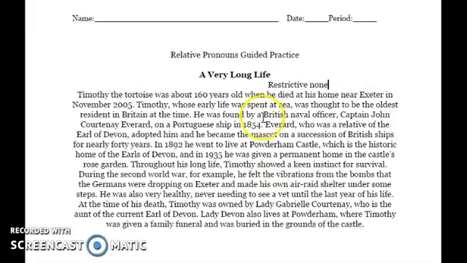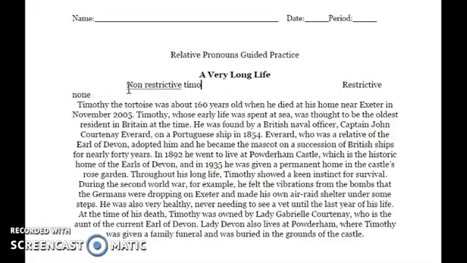So you're going to do that, and then try a few more. Timothy, whose early life was spent at sea, was thought to be the oldest resident in Britain at the time. Whose is the relative pronoun. So you're just going to draw a line up here, and you're going to put that it is non-restrictive and that the preceding noun is Timothy.